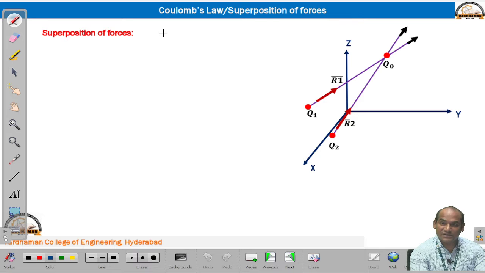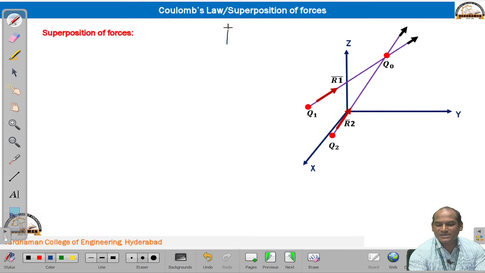In case of network theory or circuit theory, linear circuits will be there, where you will be finding the response in one particular branch due to more than one source. So, the procedure is the same. The total response is equal to the sum of the individual responses.